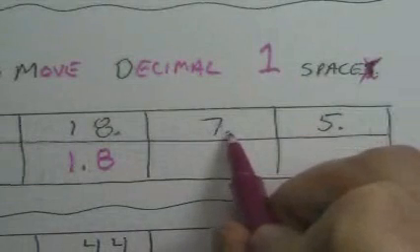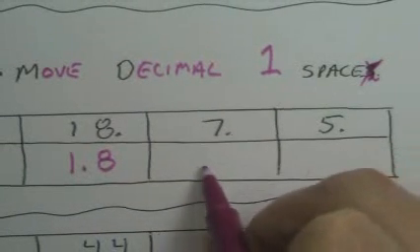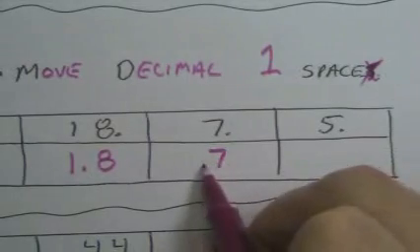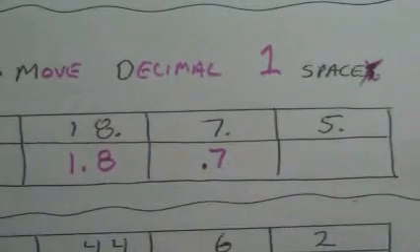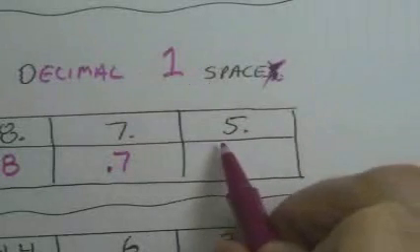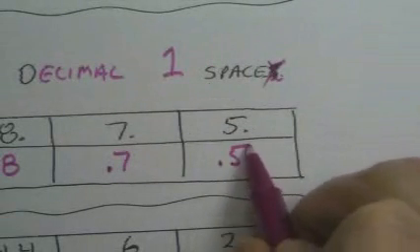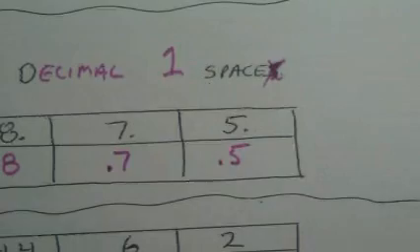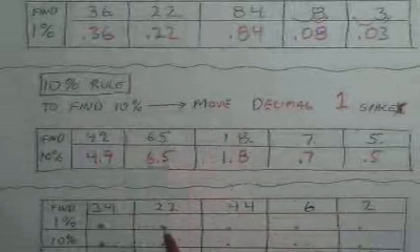10% of 7, move the decimal one space, is 0.7. And 10% of 5, move the decimal over, is 0.5. All right, so that's how we find 10%. Just move the decimal one space.